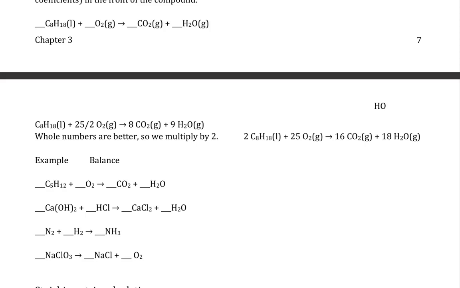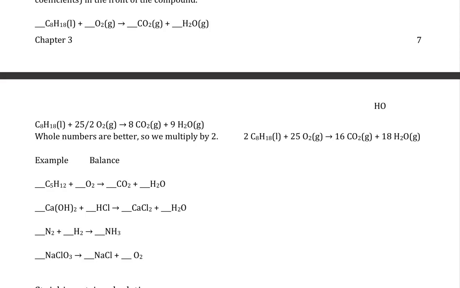On the right side, we have 8 times 2, 16, plus 9 O's. We have 25 O's on the right side. So we need 25 O's on the left side. On the left side, we have O2, so we can write 25 over 2. Now we have 8 C's on both sides. We have 18 H's on both sides. We have 25 O's on both sides.